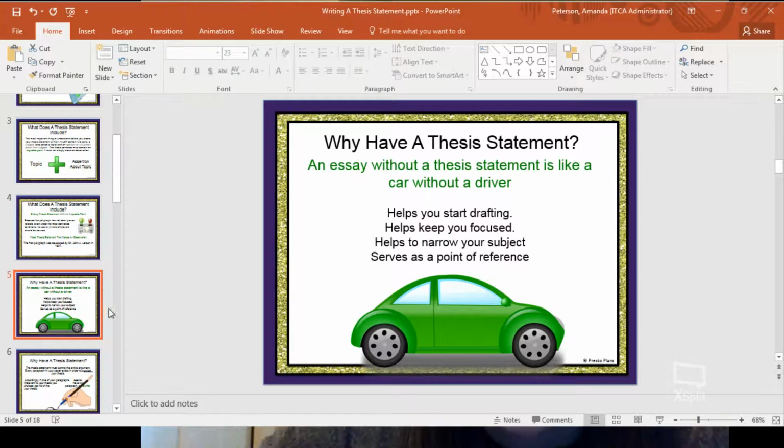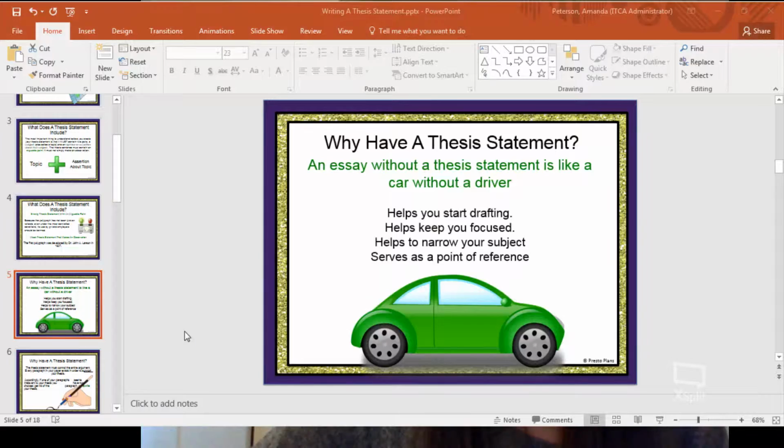Okay. Why have a thesis statement? An essay without a thesis statement is like a car without a driver. So what does it do? It helps you start drafting. It helps you keep focus. It helps to narrow your subject. It serves as a point of reference. It really gives you the whole talking point of what your whole essay or paper or even paragraph is going to be about. It is that driving force. It is the main focal point, and you're always going to tie back to it.